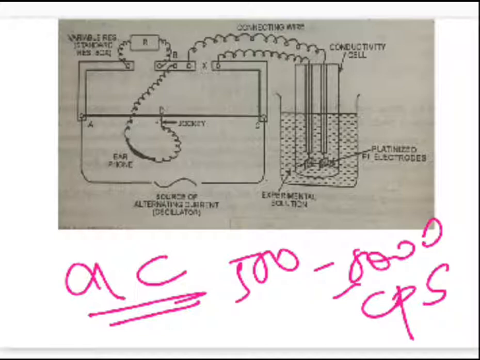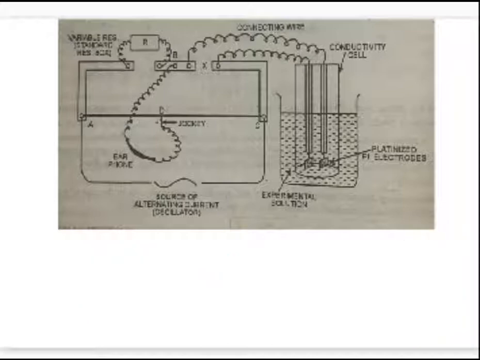Why can it not be applied? Because the galvanometer is not able to detect the null point accurately in presence of AC current. So instead of the galvanometer, we need to replace it by an earphone. You can see the earphone within this figure, right? So instead of the galvanometer, we are taking an earphone here.